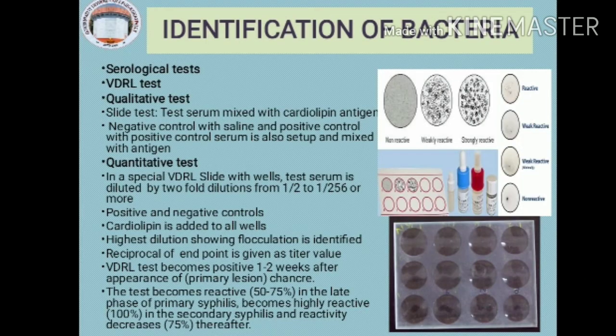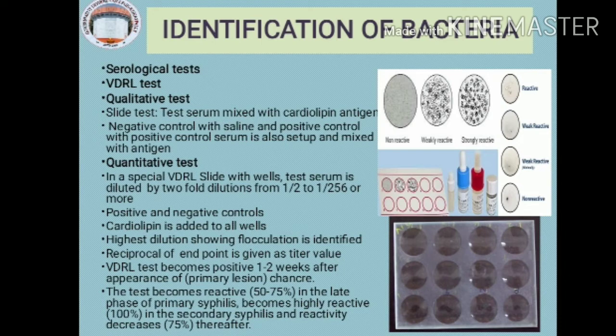The VDRL test is used for diagnosis of syphilis caused by the Treponema pallidum spirochete. The Venereal Disease Research Laboratory test is done by two methods: the qualitative slide test and the quantitative test. The qualitative test is carried out on a VDRL slide having concavities or depressions.